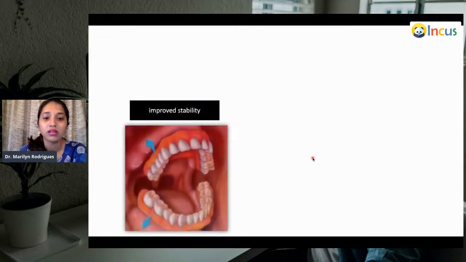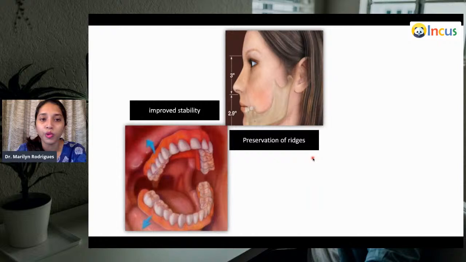Now after stability is improved, if your denture bases are not moving and they're stable on your ridges or your tissues, what will happen? There will be less residual ridge resorption, and therefore there will be preservation of ridges, right? So improved stability leads to preservation of ridges. Okay, so that is the second point why we require balanced occlusion.